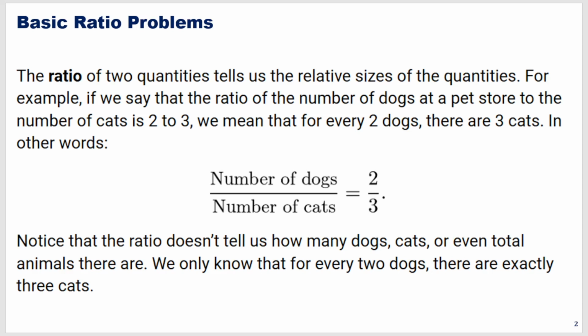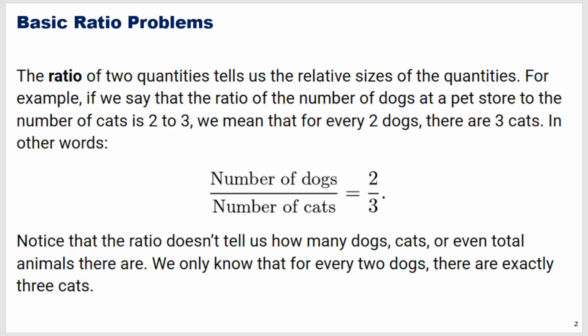The ratio of two quantities actually tells us the relative sizes of the quantities. For example, if we say that the ratio of the number of dogs at a pet store to the number of cats is 2 to 3, we basically mean that for every 2 dogs there are 3 cats, right? In other words, the number of dogs over the number of cats equals 2 over 3, right? Notice that the ratio does not tell us how many dogs, cats, or even total animals there are. We only know that for every 2 dogs, there are exactly 3 cats. We only know a ratio, a fraction, right?